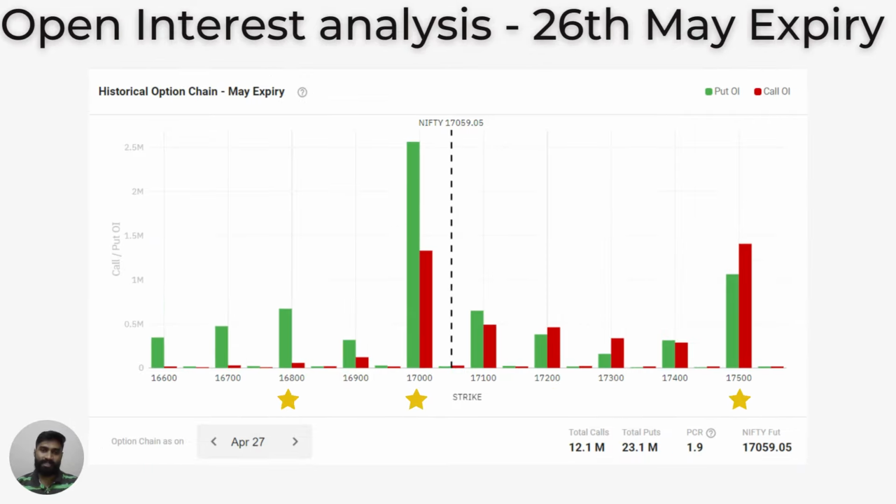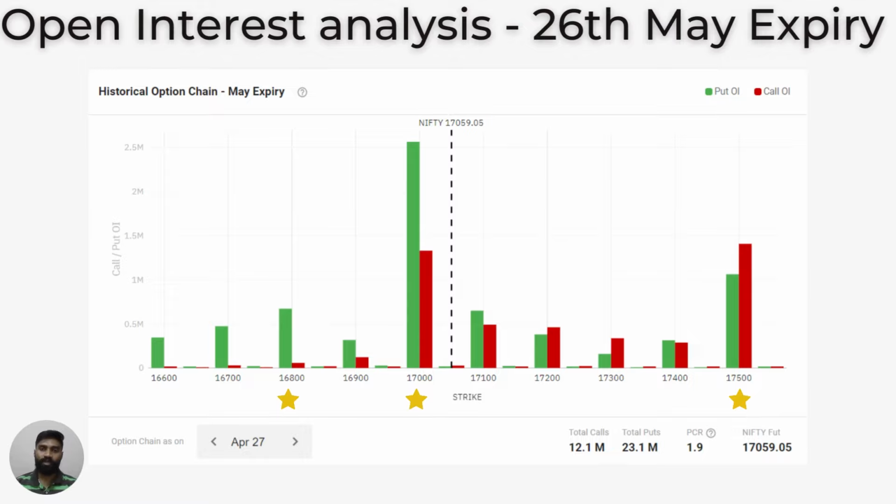But if you look at the 26th May expiry option chain, there is a very strong resistance at the 17,000 level, and the put to call ratio here at the bottom right of the screen is 1.9. So this means that almost twice the number of puts were sold when compared to the total number of calls, which indicates a very bullish nature for the Nifty 50.